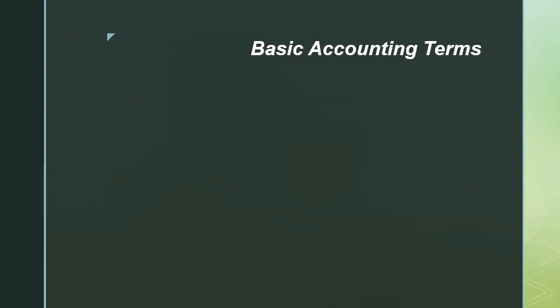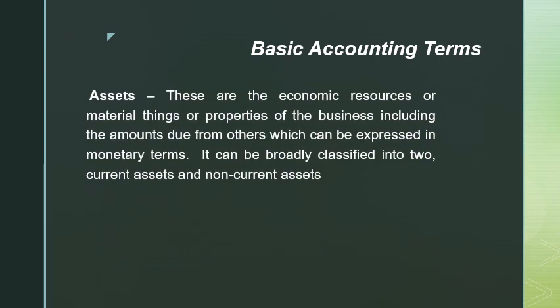Then next, assets. Assets are the economic resources or material things, properties, or possessions of the business, including amounts due from others, which can be expressed in monetary terms. So anything which the business owns and which has some value can be termed as an asset. Assets are something which the business owns and which can be expressed in monetary terms. And the assets are broadly classified into current assets and non-current or fixed assets.